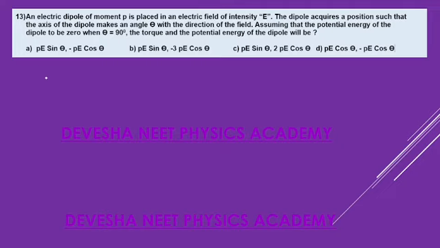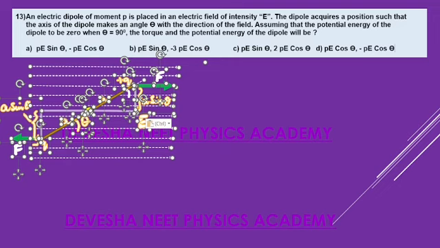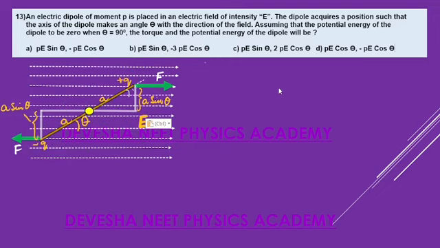In this question, it is given that an electric dipole of moment P is placed in an electric field of intensity E. So let me draw this so that it becomes clear how it is structured. Imagine this is an electric field of intensity E, and this is a dipole. As you know, in a dipole there are two charges of equal magnitude but opposite in nature. So minus q is here, plus q is here, and the distance between these two charges is 2a.